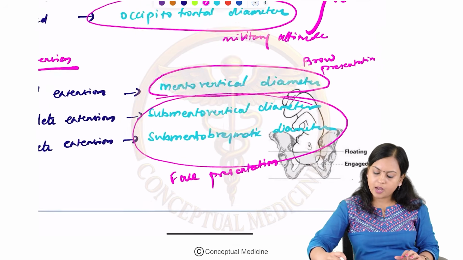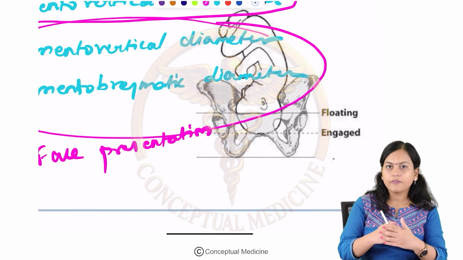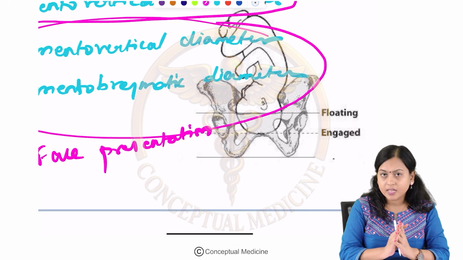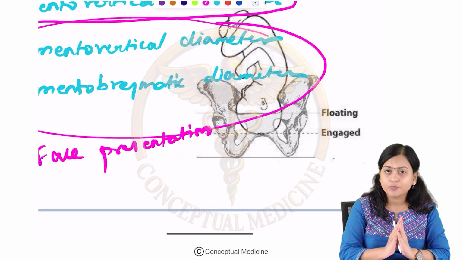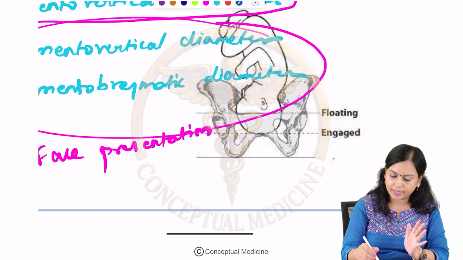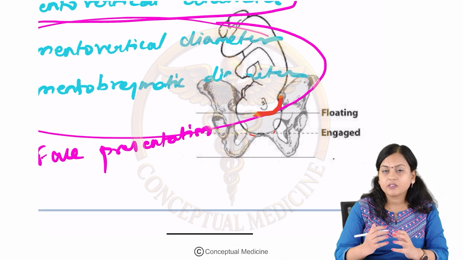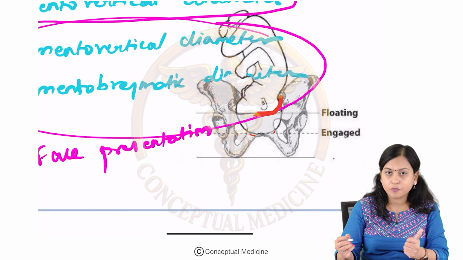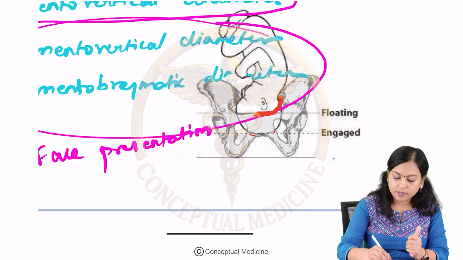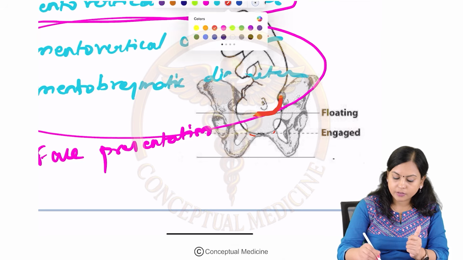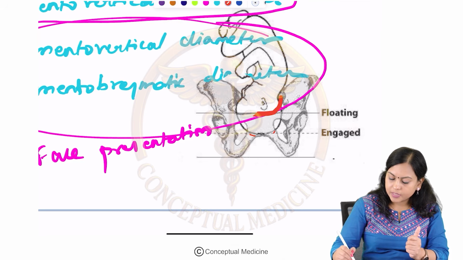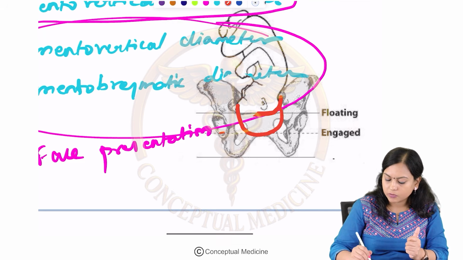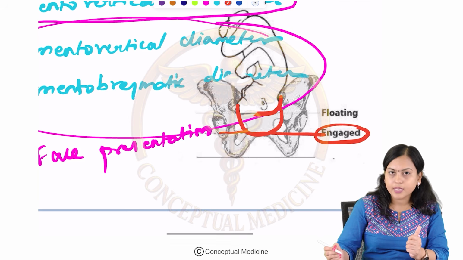Understood? And also remember, when the largest transverse diameter of the fetal head passes to the brim of the pelvis, then only we can say that the engagement of the fetal head has occurred. Okay, so like this. When the largest transverse diameter of the fetal skull has passed through the brim of the pelvis, then engagement is said to have occurred. Okay, see, in this picture, we are able to see that this fetal head has crossed the brim of the pelvis and has descended down to this level. That means the fetal head is said to be engaged.